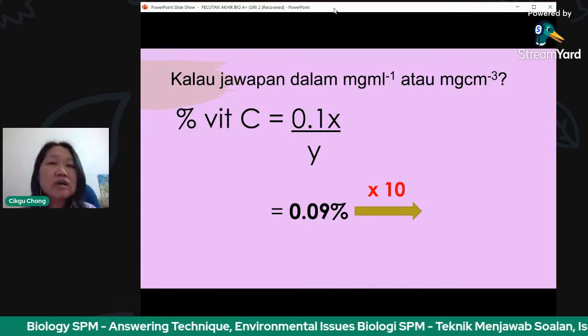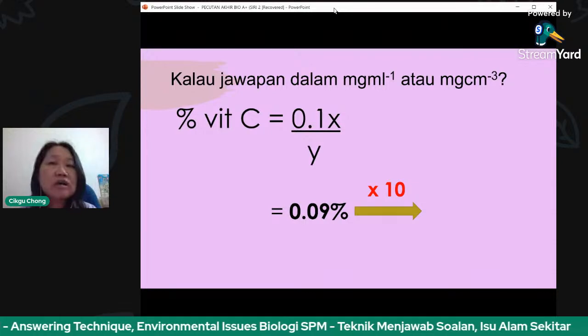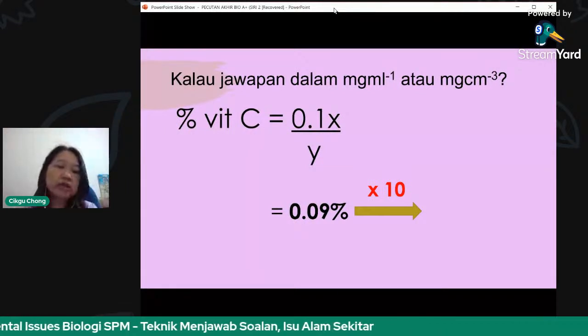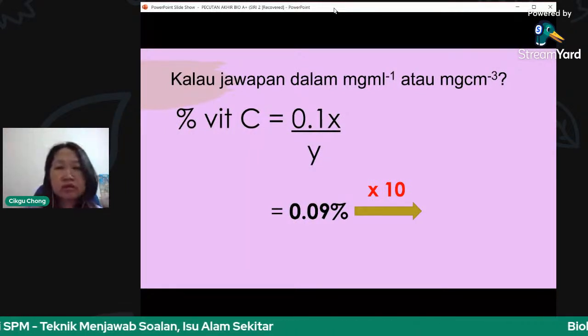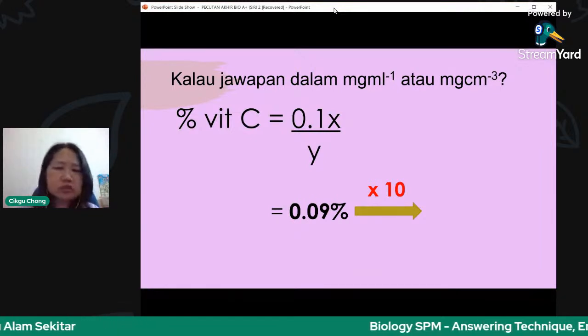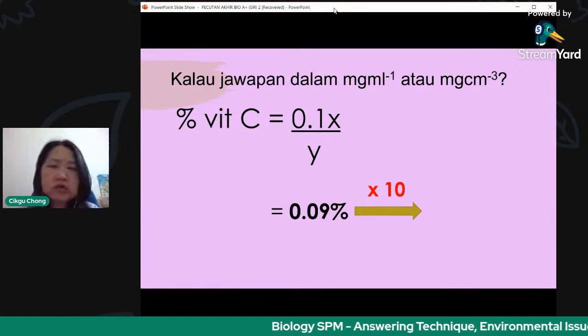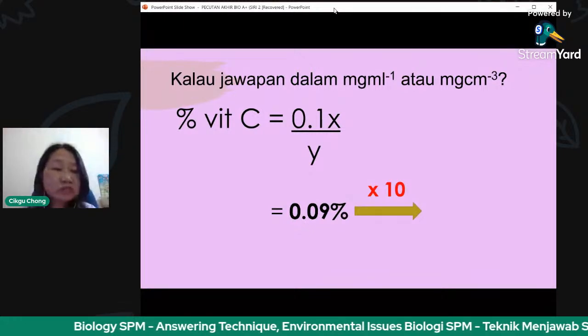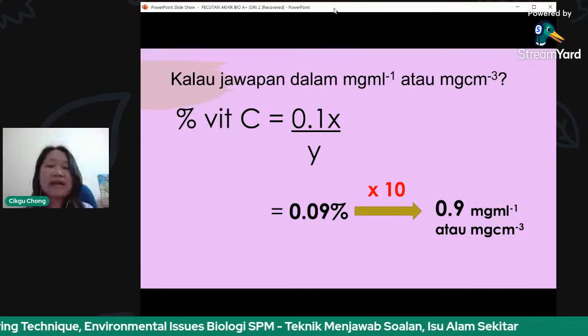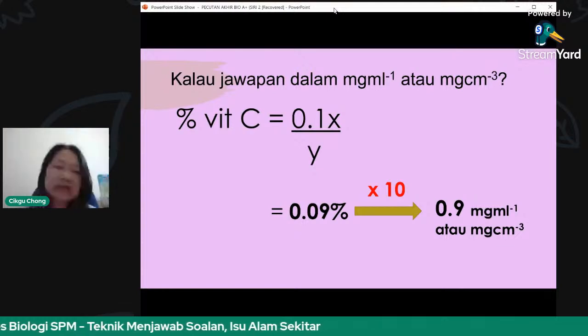All this will only come out in your objective. Maybe structured a bit, but you're not required to explain why you get mg from percentage, how you get mg per ml, and you don't need to show all these things. So the fast and easy way, just take your 0.09% times 10, and there you have it, 0.9 mg per ml or 0.9 mg per centimeter cube.